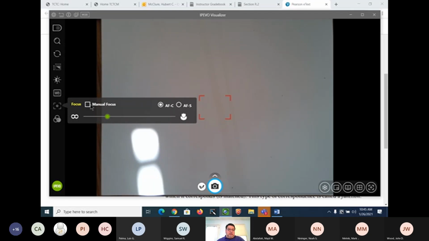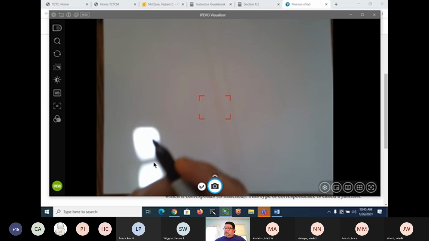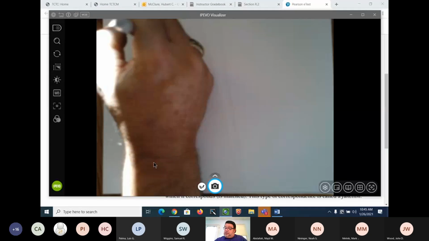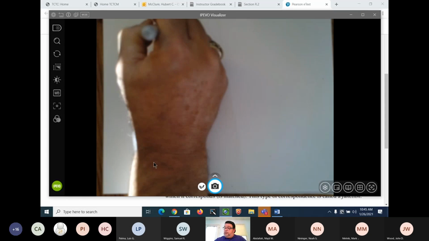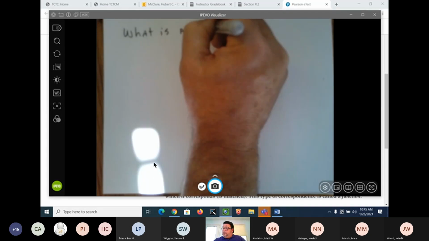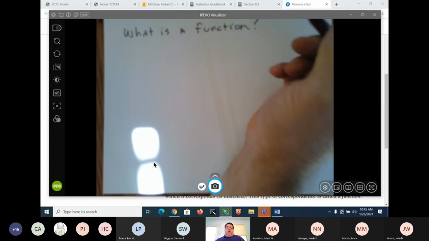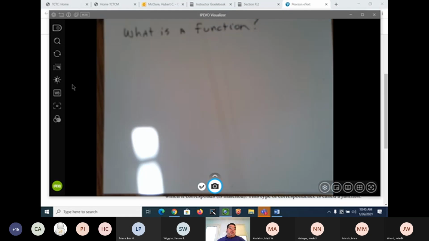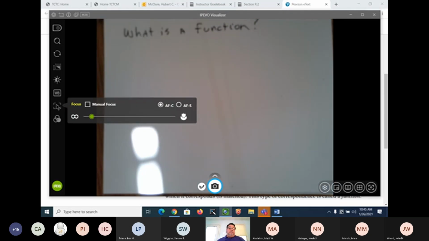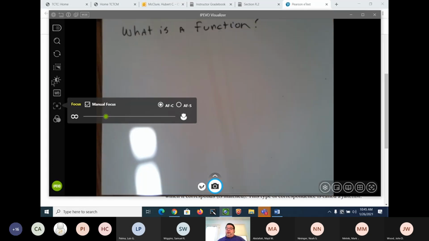Okay, so I hope this is all right. So what is a function? I have to set this thing on manual. I don't know why the autofocus doesn't work, but there you go.